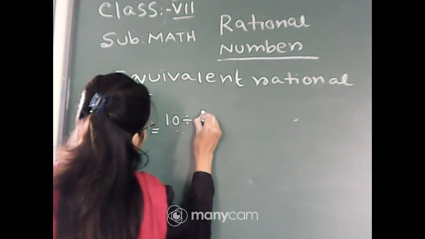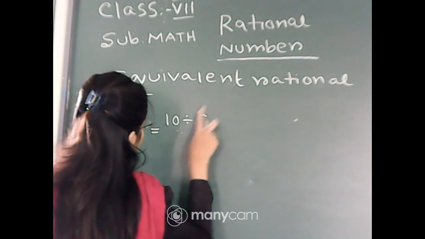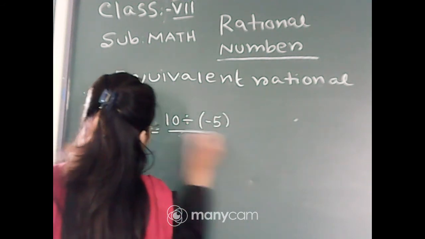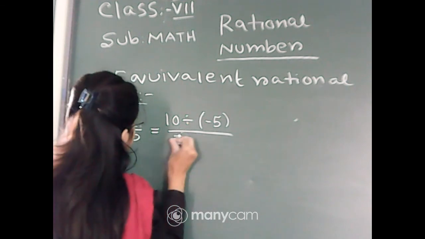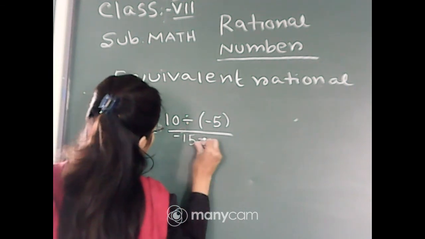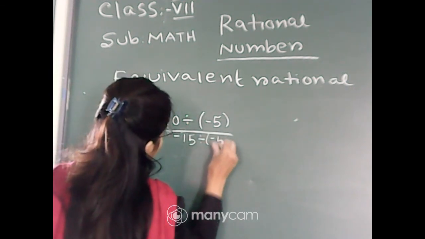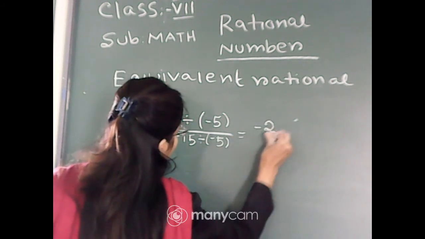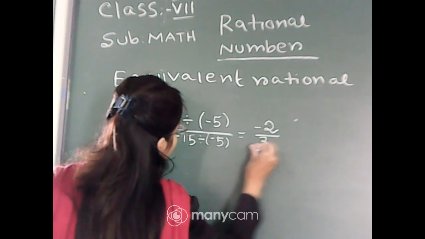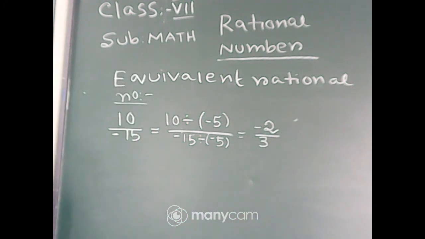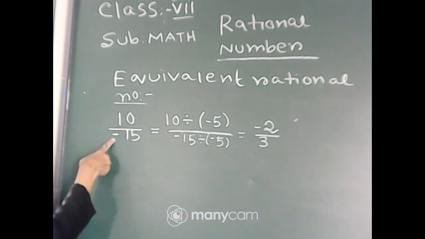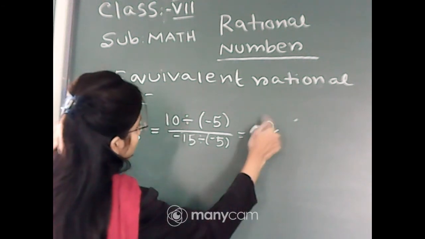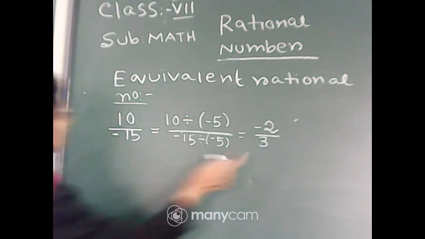Now we divide both the numerator and the denominator by minus 5, and we get minus 2 divided by 3. Therefore, 10 divided by minus 15 is equivalent to minus 2 divided by 3.